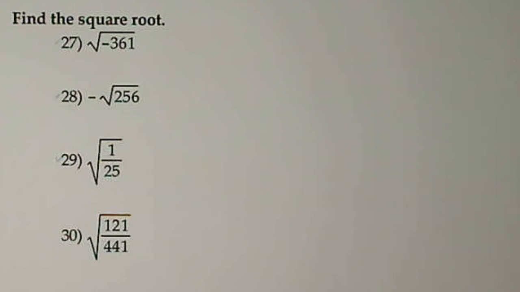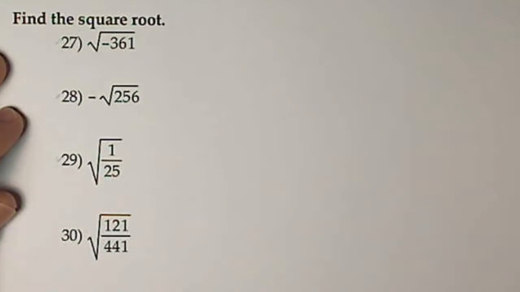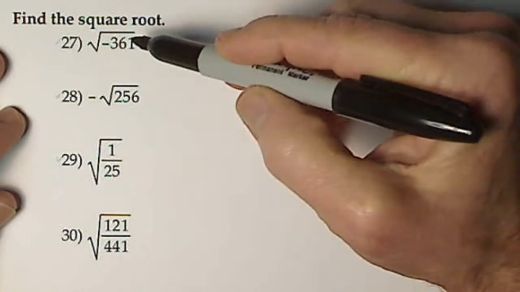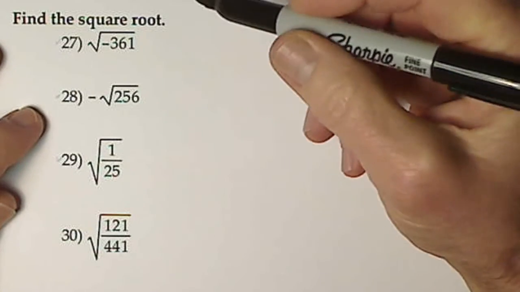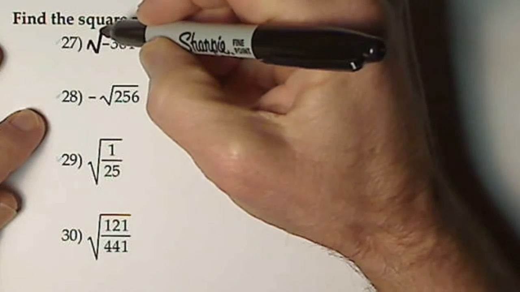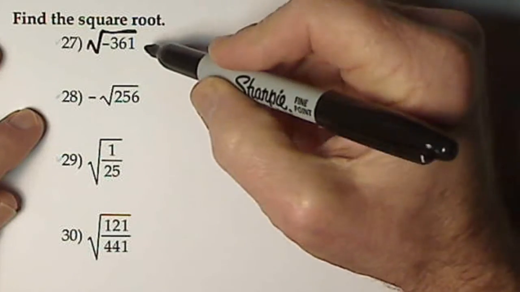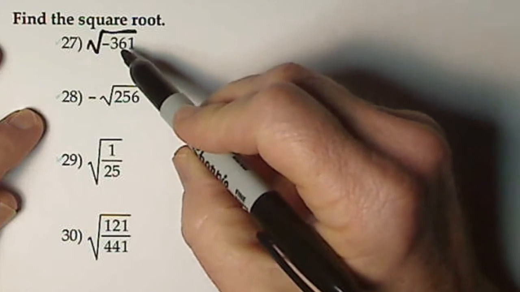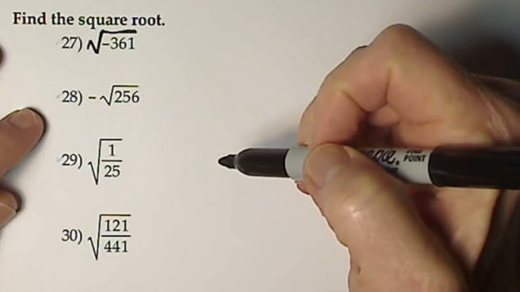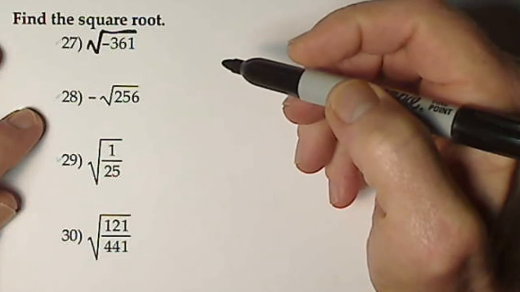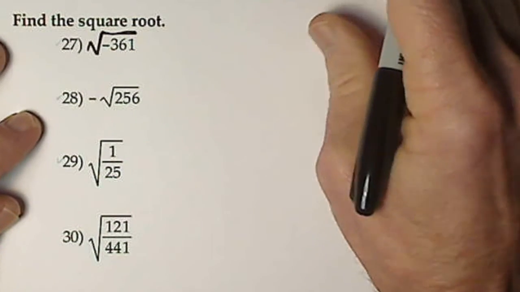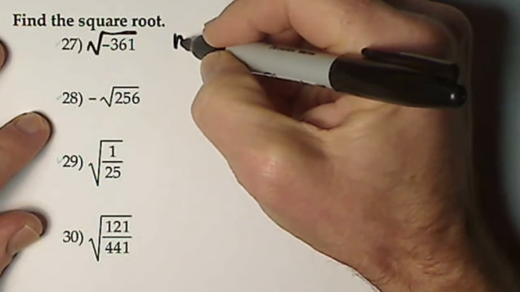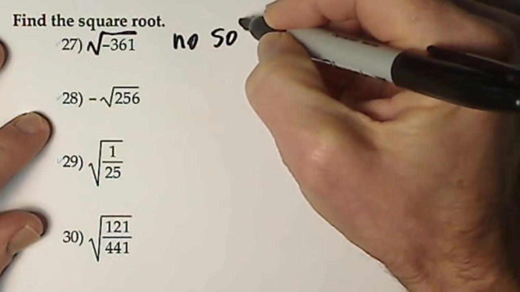Taking a look at number 27 here, we are to find the square root. Notice there's a negative sign underneath the radical. That definitely causes trouble. This radical sign says what times itself will give you this number, and if you multiply a number by itself, you can't get a negative number, at least if you multiply a real number by itself. So the way you handle this is you would simply say no solution.